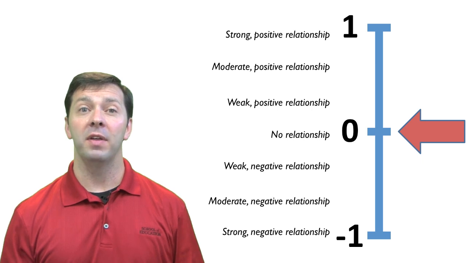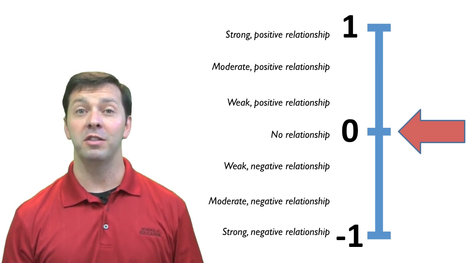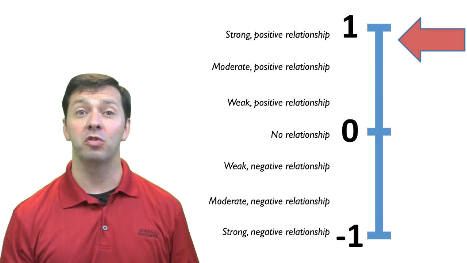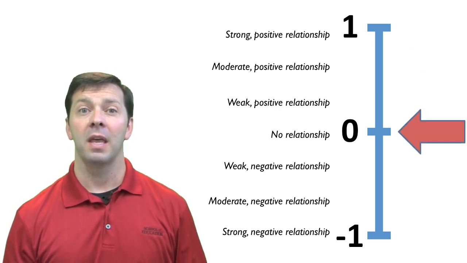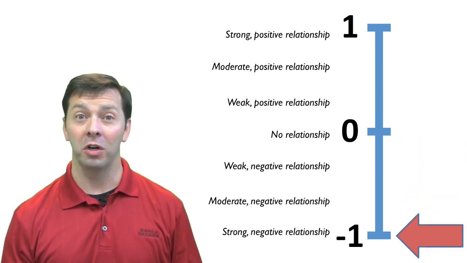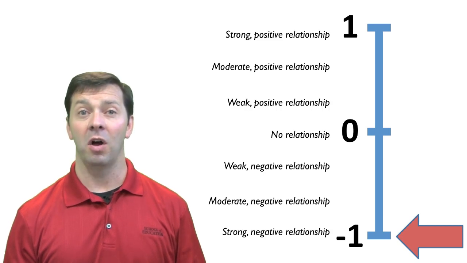Another way of thinking about this, I'm going to put my arrow right there in the middle where the no relationship is. That's a Pearson R of 0. As that arrow climbs up closer and closer to 1, the relationship is getting stronger and stronger and stronger, and that's on the positive side. If we start back at 0 but work our way down, it's getting stronger and stronger and stronger, but this time on the negative side, talking about a negative relationship.